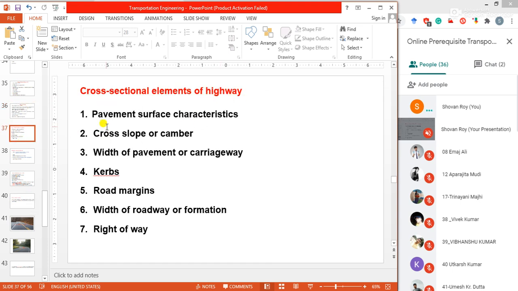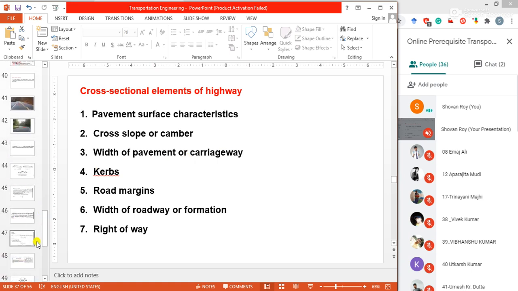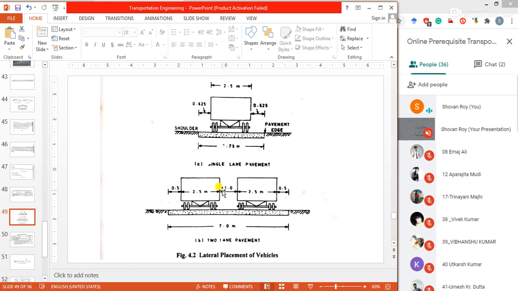First was pavement surface characteristics, then cross slope or camber. Third, width of pavement or carriageway. Normally, the pavement or carriageway width depends on the width of the traffic lane and the number of lanes.